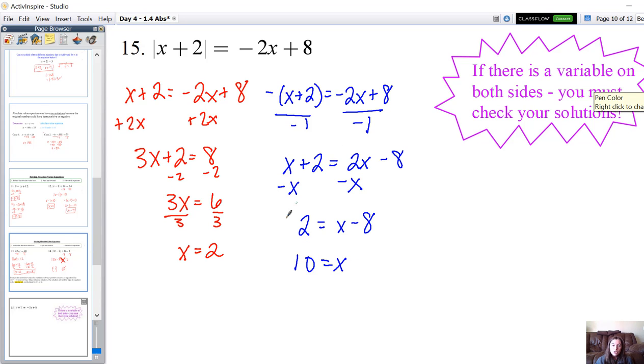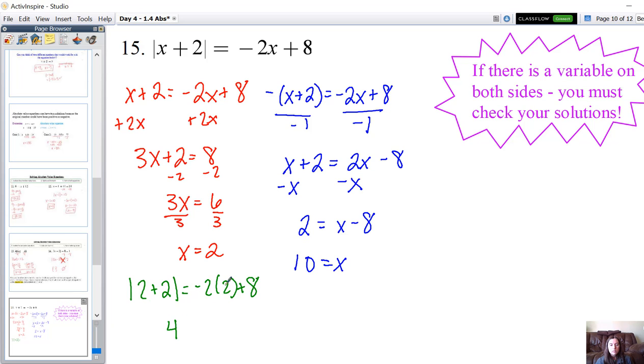Now that we have both of our options for x, we're going to evaluate using those numbers to make sure that we still get a true statement. So first I'm going to start by substituting in 2 everywhere I see x. When I do that, I've got the absolute value of 2 plus 2 equals negative 2 times 2 plus 8. 2 plus 2 is 4, and the absolute value of 4 is 4. Negative 2 times 2 is negative 4, and negative 4 plus 8 is 4. So this is a true statement. That means x equal to 2 is a valid value of x.